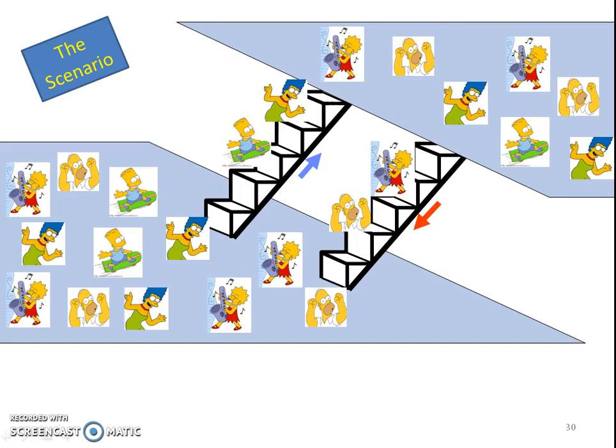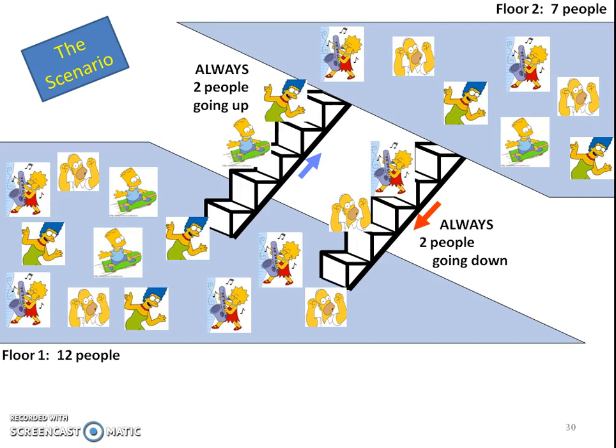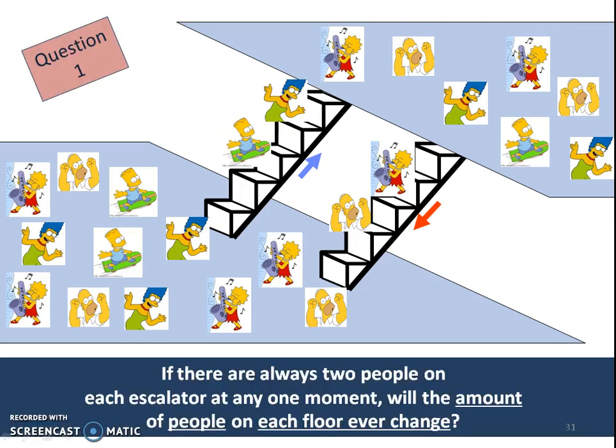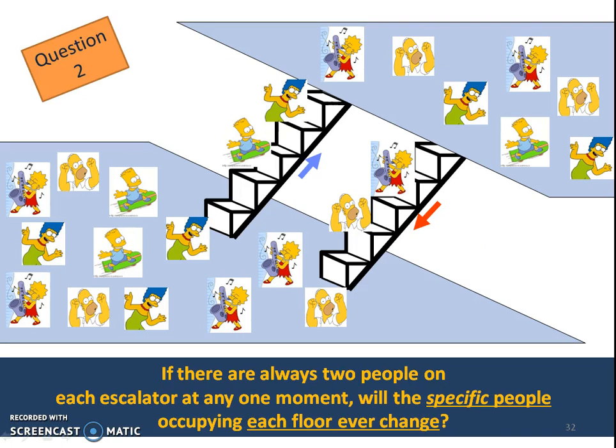Here's another metaphor. For those of you who like The Simpsons, here's our scenario. So we have 7 people on the second floor. We have 12 people on the first floor. So if we always have 2 people going up and 2 people going down, there's always going to be 2 people on that elevator at any one moment. So will the amount of people on each floor ever change? No, right? So if we started, like I said, 7 and 12, and we have 2 going up, 2 going down, the amount on each floor is always going to stay the same.